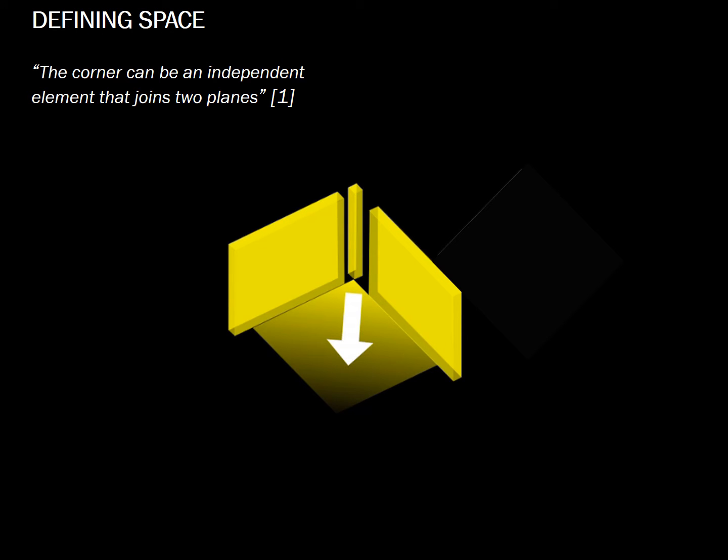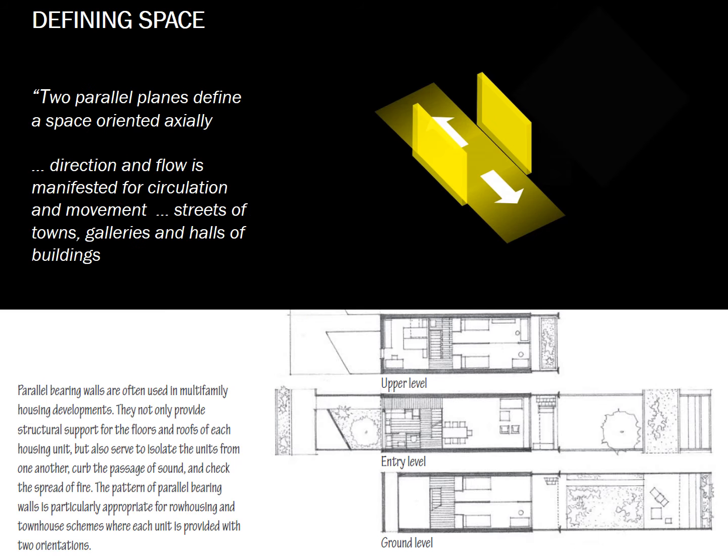The corner can be an independent element that joins the two planes. Post. Parallel planes define a space, a corridor. You can see the way these units lie out. Come back, take a look at that.